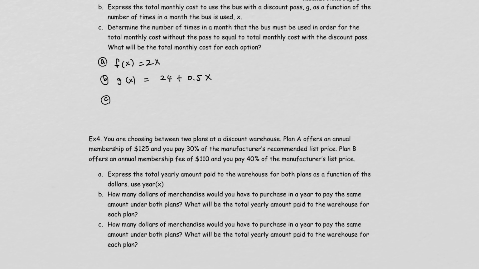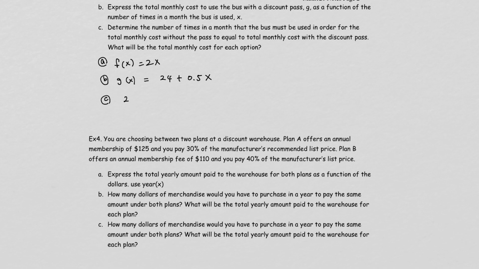And then C is asking when these are going to be equal to each other. Why are we trying to figure this out? If you're going to ride more than this many times, you'll be better off purchasing the discount. If you're not riding the system this many times, then you're better off with the first choice, right?